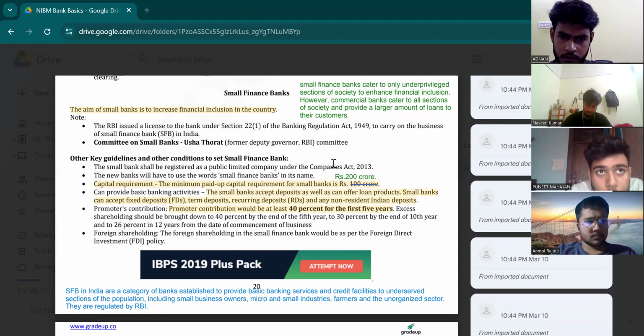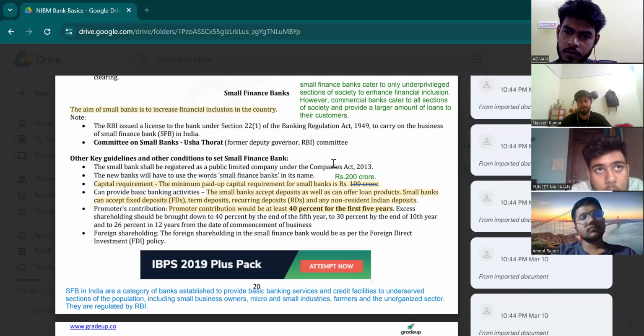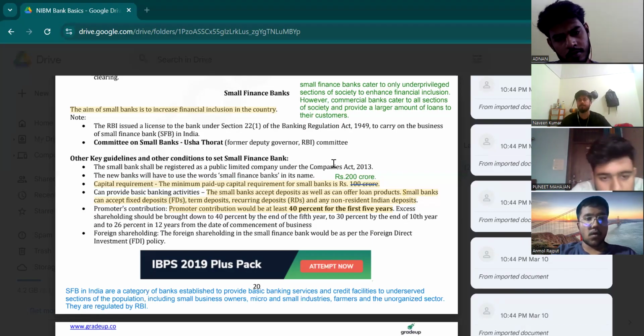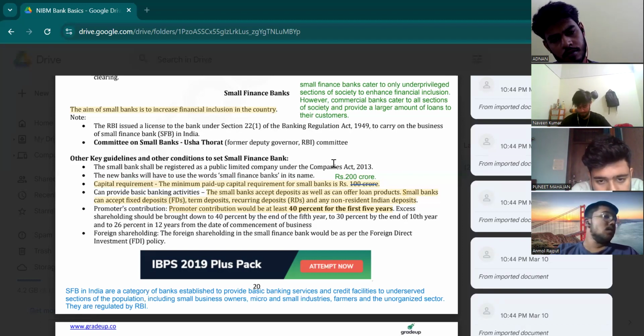A small finance bank was made to cater only to the underprivileged section of society, to enhance financial inclusion. When we say only the underprivileged section of society, what do we mean? It must contain a higher percentage of priority sector lending compared to commercial banks. You remember only why it was made, for financial inclusion, and the committee, that is the Usha Thorat committee. That is important.